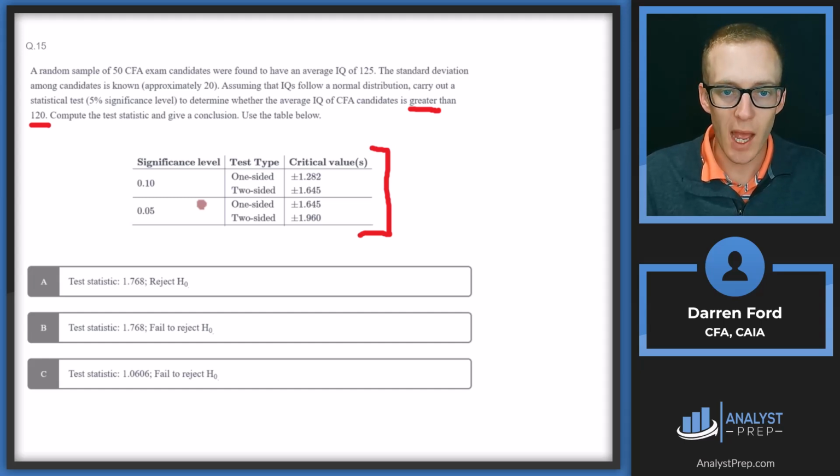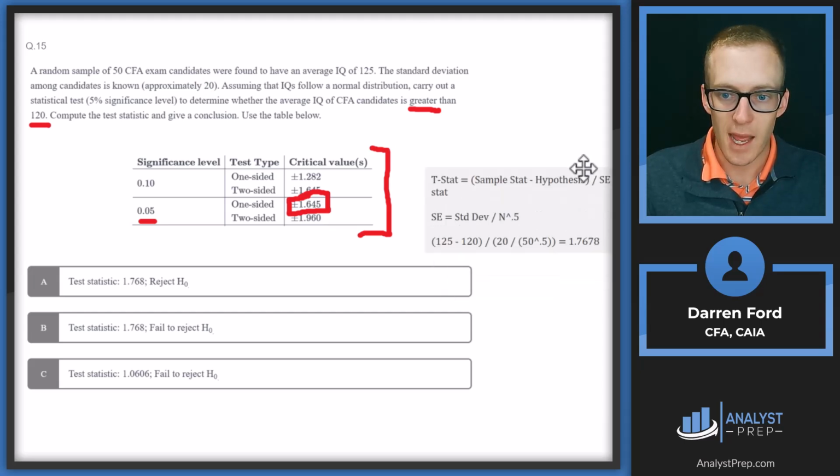If we were doing two-sided, then we would be testing whether it's not equal to 120. So in that case, you're looking at both sides because you'd be looking at whether it's higher than 120 or lower than 120. In this case, we're only looking for greater than 120. So given that, we're going to be looking at 5% significance, one-sided test. So we'll be using this critical value to compare against.